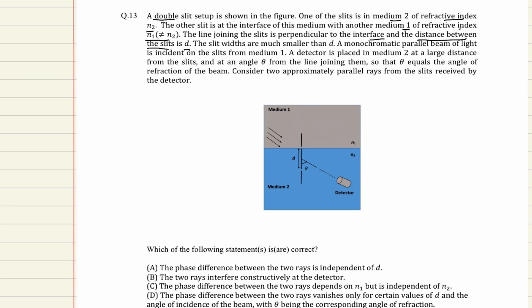The line joining the slits is perpendicular to the interface, and the distance between the slits, D, is given. The slit widths are much smaller than D. A monochromatic parallel beam of light is incident on the slits from medium 1.